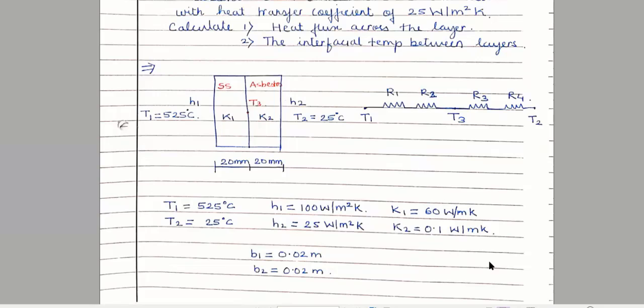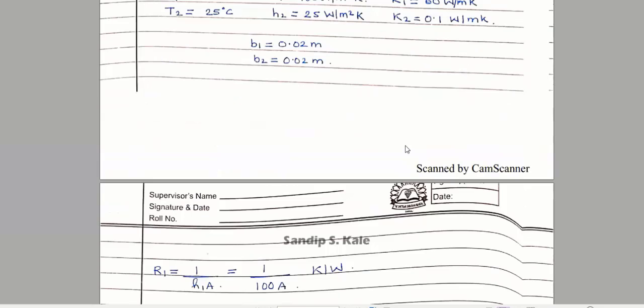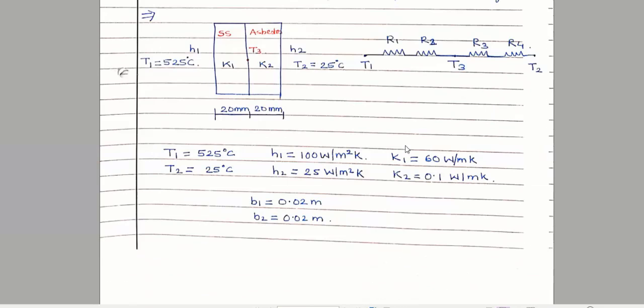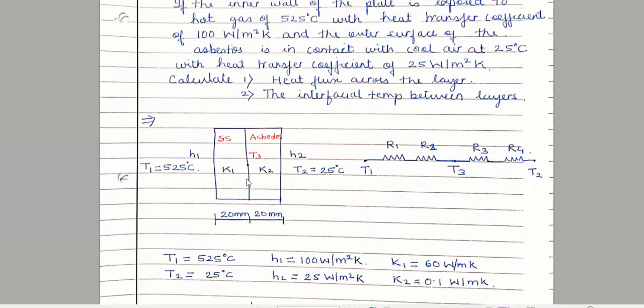This is the given. So what are you supposed to find out? I will tell you. You are supposed to find out Q by A and this T3. T1 you know, T2 you know. You are supposed to find out what is the temperature at the interface. This line is called the interface. Okay. So I hope the numerical part and what you are supposed to find is very much clear. Anybody is having any doubt so that I can explain it here itself?